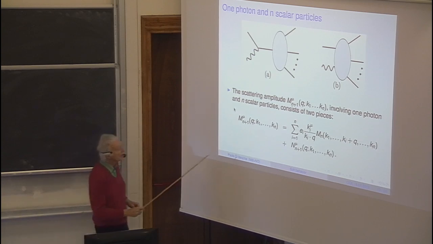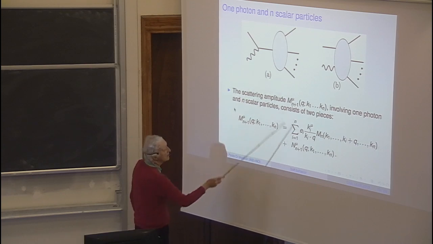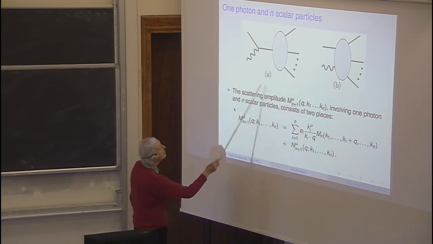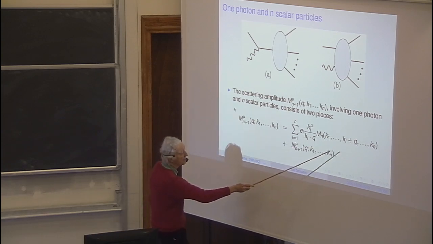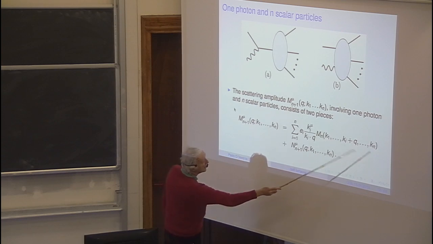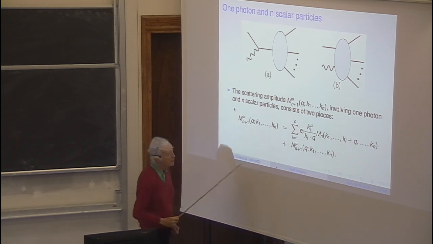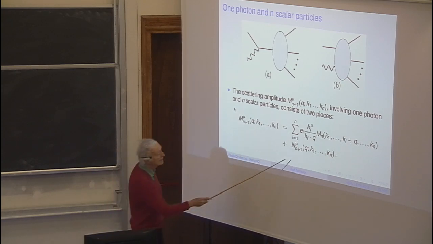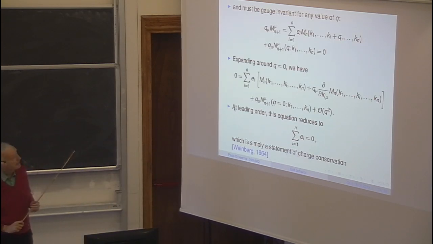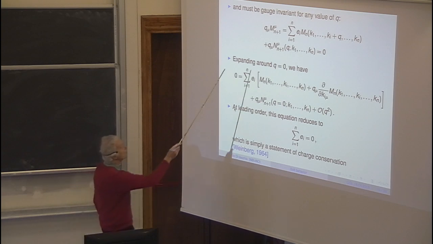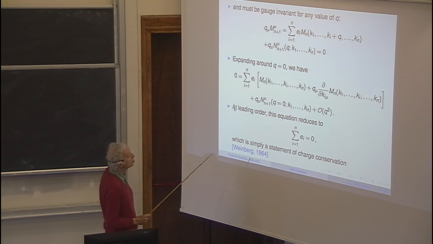And then the scattering amplitude can be written as the sum of poles here. This is the electric charge of the particle. And this is the amplitude with K1, Kn, and then the particle, which is the pole, has momentum Ki plus Q, and then the term without poles. Then gauge invariance implies that when you saturate with Q mu, you get 0. And so you can expand around Q equals 0.